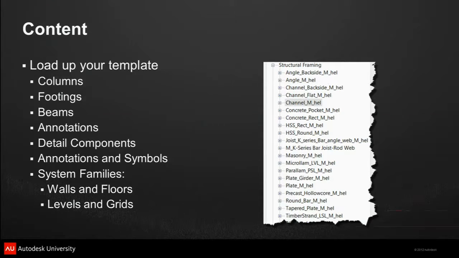Load up your template. Bring it all in. Columns, footings, beams. As you can see here, I've got an entire list of framing members loaded into the project. Is it all the framing members? It's not all the framing members, but there's a couple of every type loaded into the project.